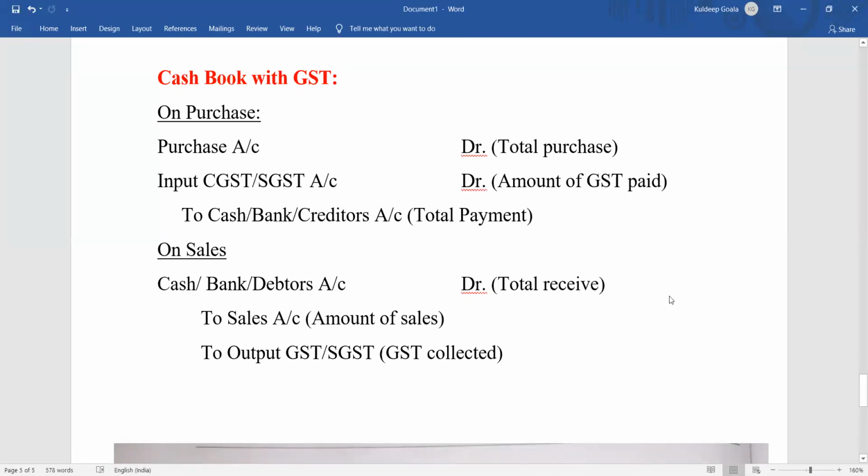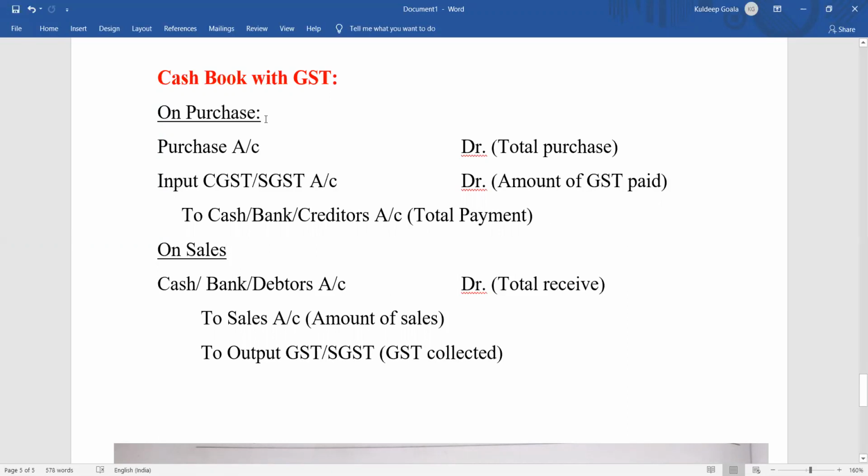You should also know there are basically three types of GST. One is CGST, that is central goods and service tax. SGST, that is state goods and service tax, and IGST, that is the integrated goods and service tax. I'll explain all the detail about that when we study the GST chapter, but for now, we'll only learn about the concepts of GST in the cash book.